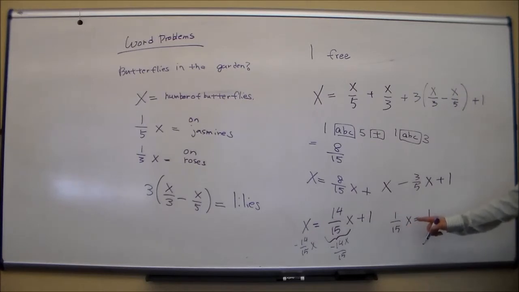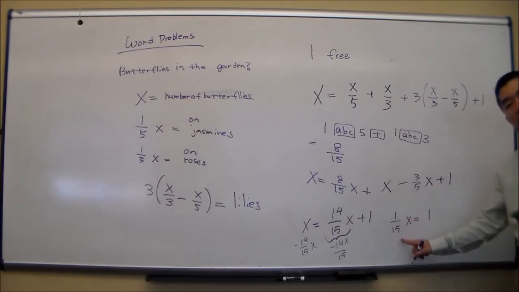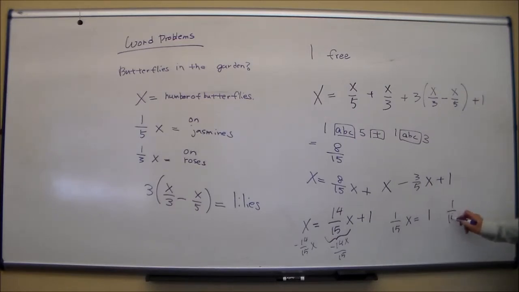1 over 15 times x is 1. So how do you get rid of this 1 over 15? Well, if it's a fraction, it's a division. How do you undo division? I'm going to multiply. So I'm going to multiply both sides by 15. That makes x 15. So in total, there are 15 butterflies.